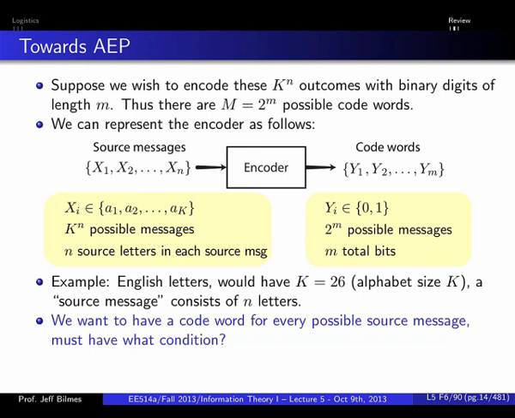In order for that to be the case, at the very simplest we need 2 to the m, which is the number of code words, to be greater than k to the n, which is the number of possible source messages. And so the condition then becomes m greater than n log k.